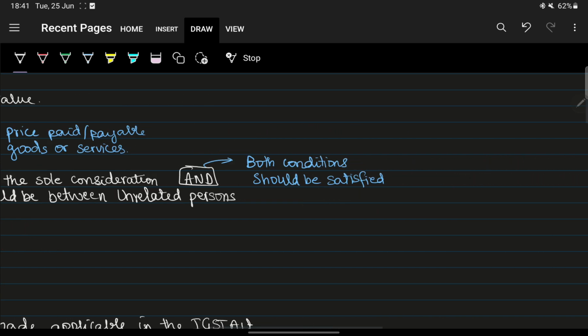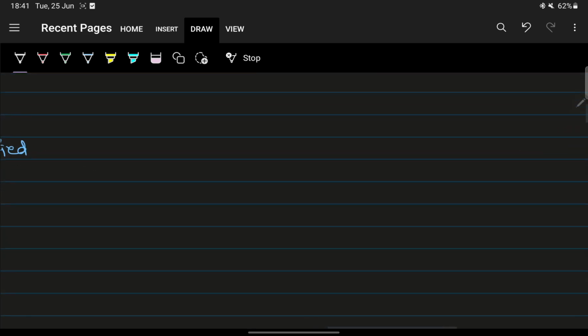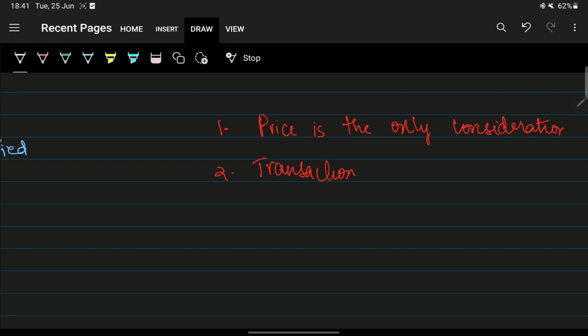So what are the two conditions again? The first condition was that price should be the only consideration. And the second condition was that the transaction must be between unrelated persons only.